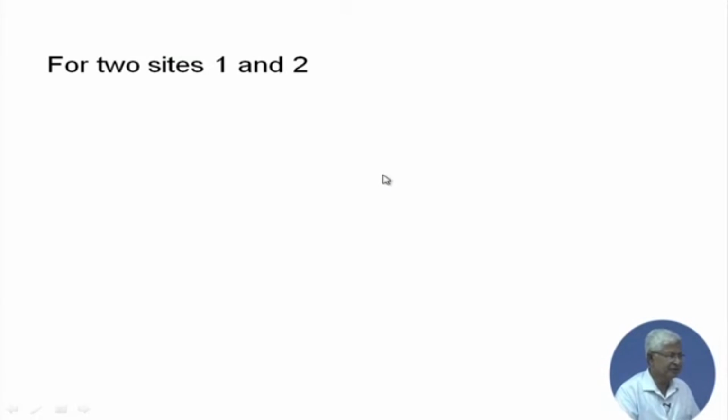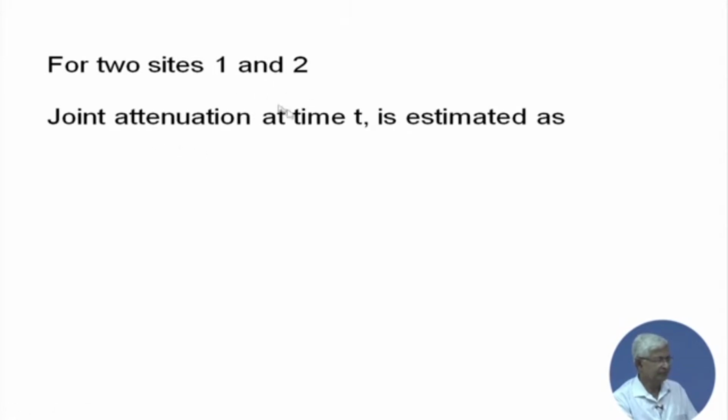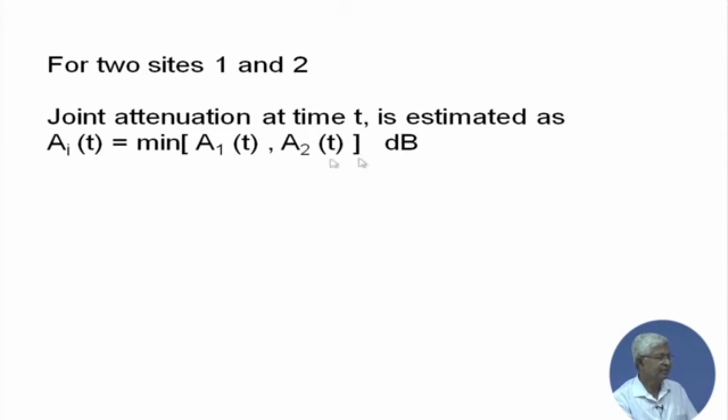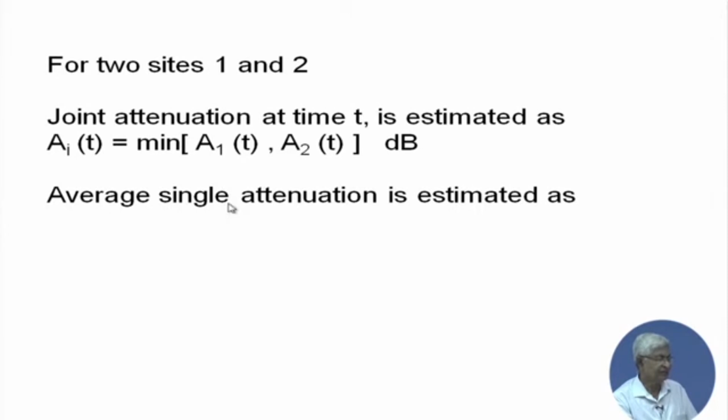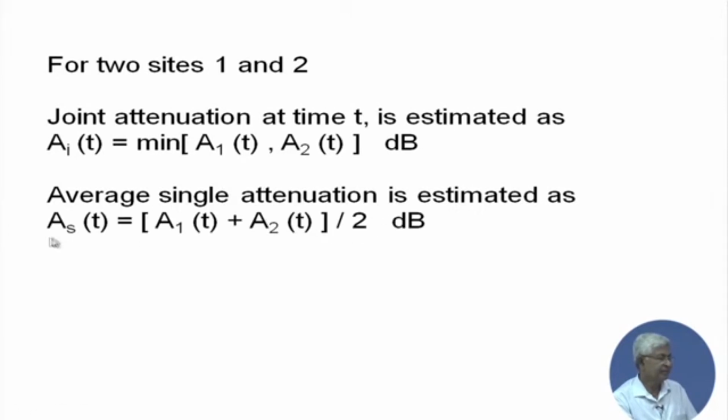We'll show you very quickly some models proposed by the International Telecommunication Union for this type of diversity. Let us take two sites, site 1 and 2, and the joint attenuation at time t is estimated as Aj. That is, Aj(t) is the minimum of A1(t) and A2(t) in dB, and the average single-site attenuation is estimated as As. So As(t) is (A1(t) plus A2(t)) by 2, in dB.